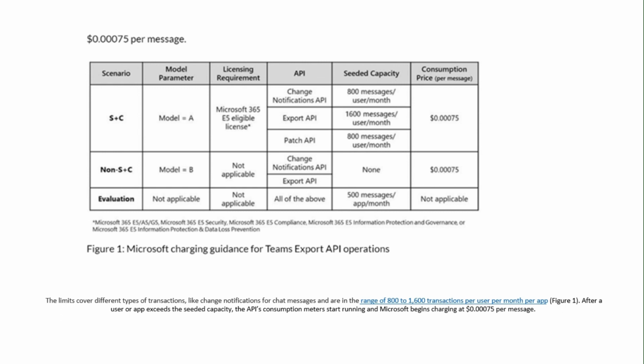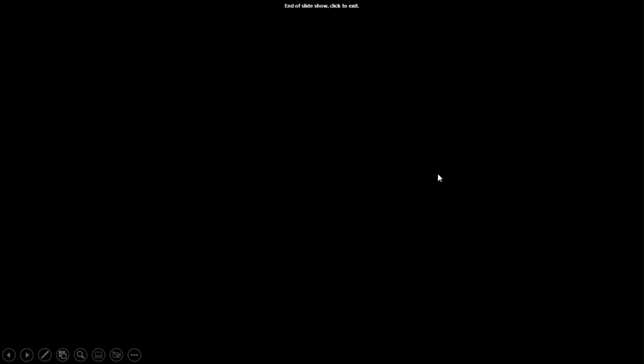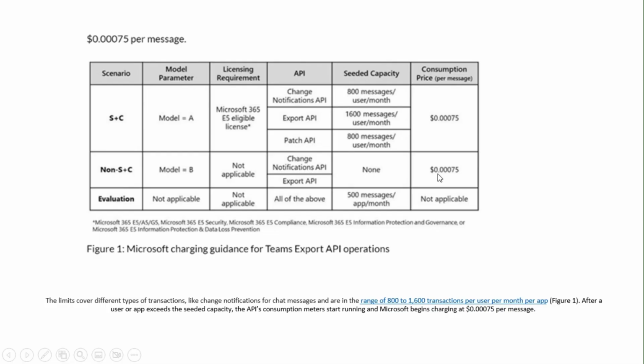I'll paste the link in the description below for you to test. At the time of publishing, these are the rates as of now. Once you cross this seeded capacity in model A, you will be charged $0.00075 per message. In terms of model B, since there is no seeded capacity and no license is required, each and every message would be charged at $0.00075. So this is what the cost is in terms of model B.